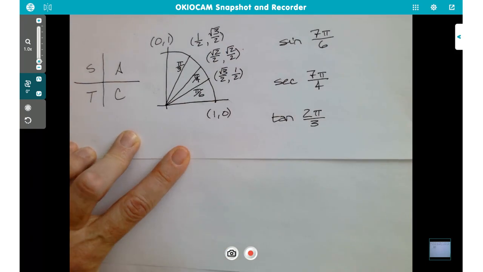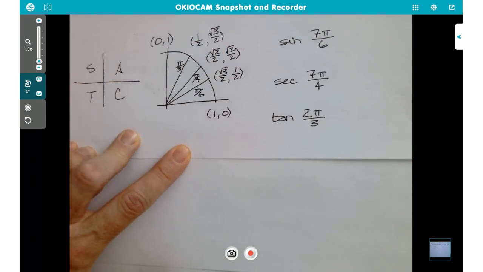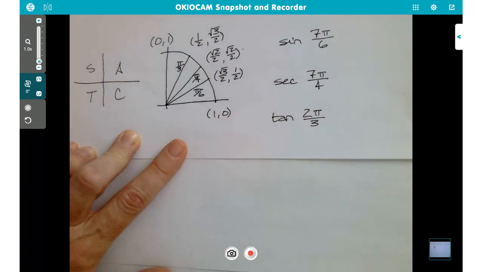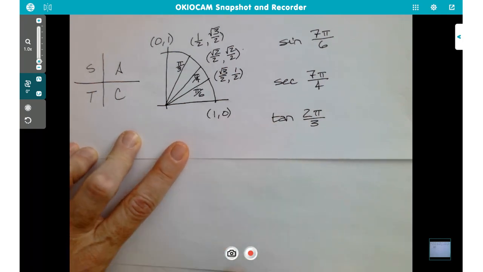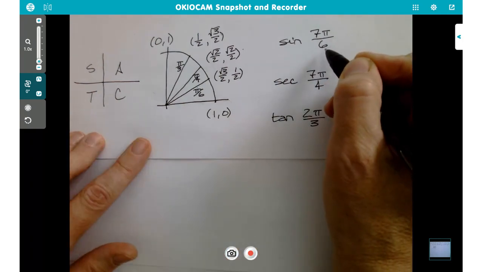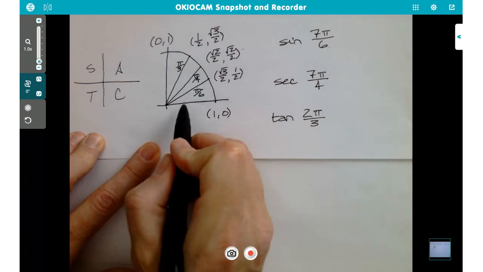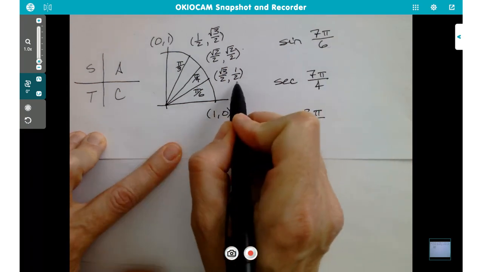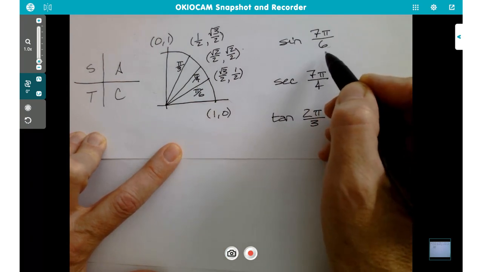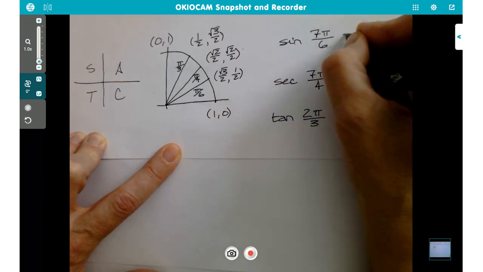If I want to evaluate, say, sine of 7 pi over 6, and I'm stranded on a desert island without my complete unit circle, and I can only reproduce the first quadrant, that's okay. We can figure this out. Look at the denominator, sine of 7 pi over 6. So I'm looking at pi over 6. The sine of 1 pi over 6 is 1/2. The sine of 7 pi over 6 is either 1/2 or negative 1/2. We just got to figure out which one it is.